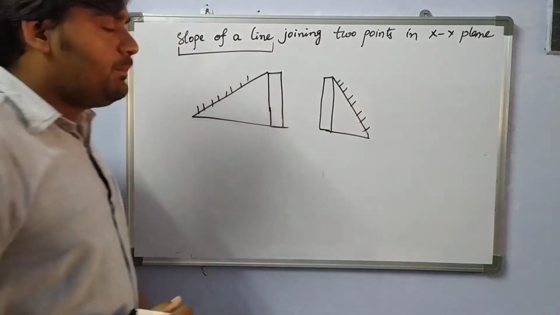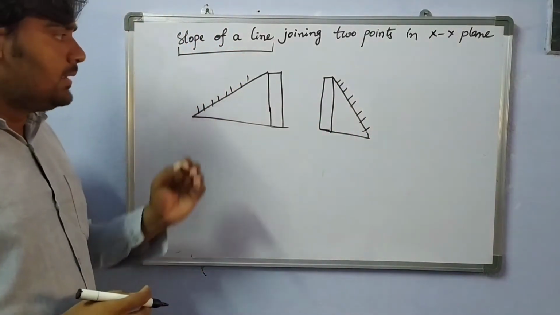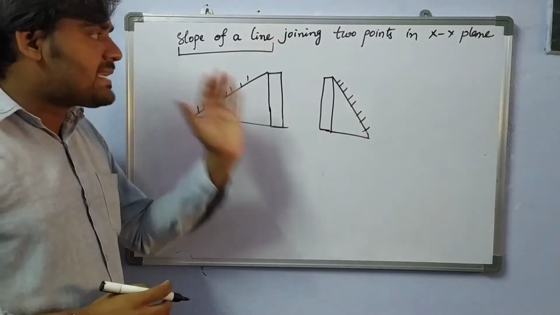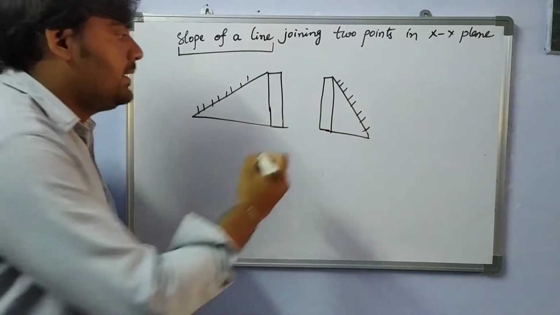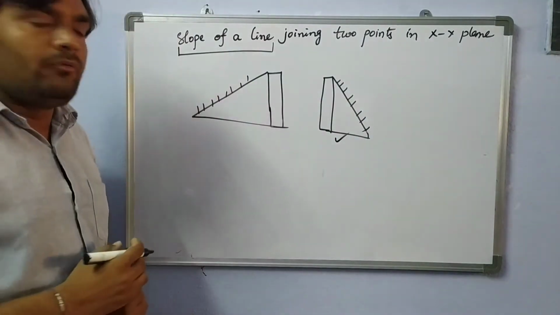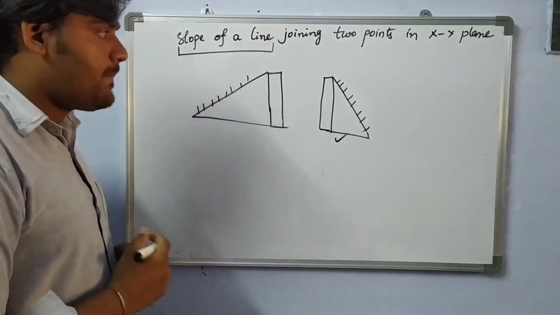Between these two sliders, on which slider can you slide very fast? We can slide very fast on this slider, isn't it?